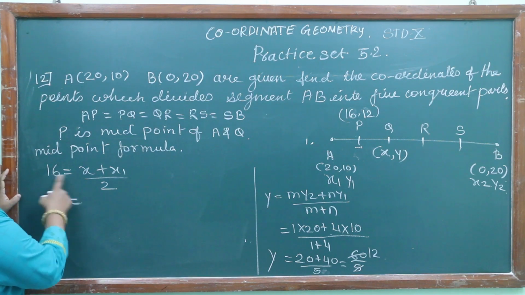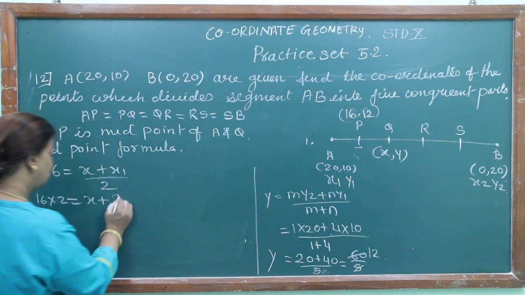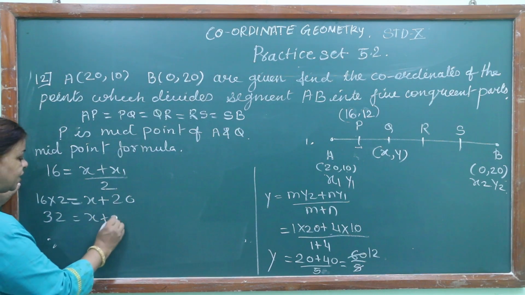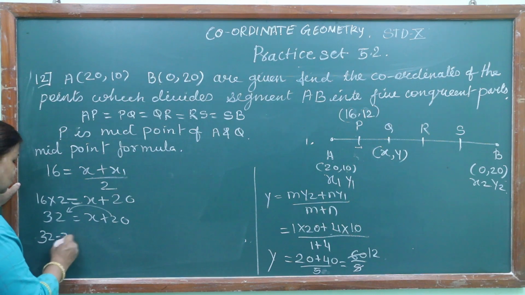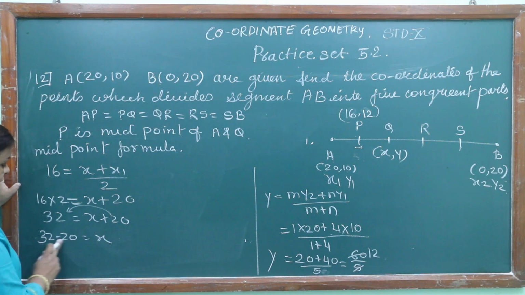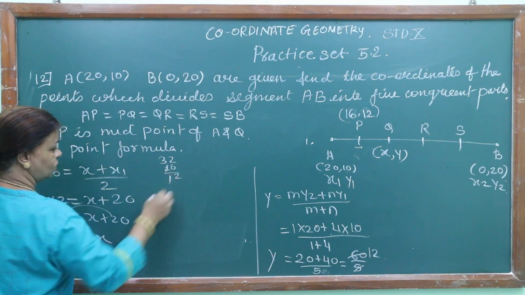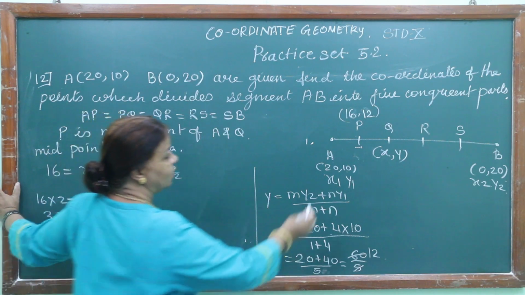So what do we get? 16 into 2, x plus x1, and x1 is how much? 20. 16 2s are 32 is equal to x plus 20. 20 will come here. 32 minus 20 is equal to x. 32 minus 20 will be 12. Yeah, it will be 12. So x coordinate here I got 12.